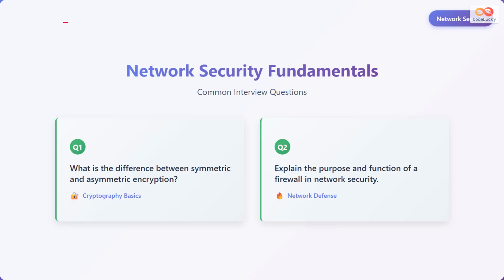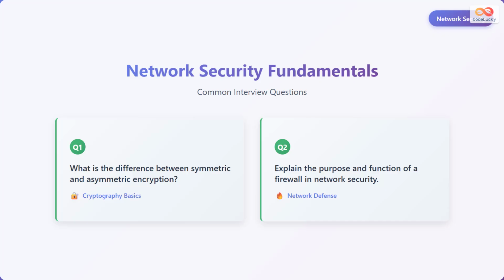Network security forms the backbone of cybersecurity defense, and interviewers frequently test candidates' understanding of fundamental concepts. The first common question asks about the difference between symmetric and asymmetric encryption. Symmetric encryption uses the same key for both encryption and decryption, making it faster but requiring secure key distribution. Asymmetric encryption uses a pair of keys, public and private, where data encrypted with one key can only be decrypted with the other. This solves the key distribution problem, but operates more slowly than symmetric methods.